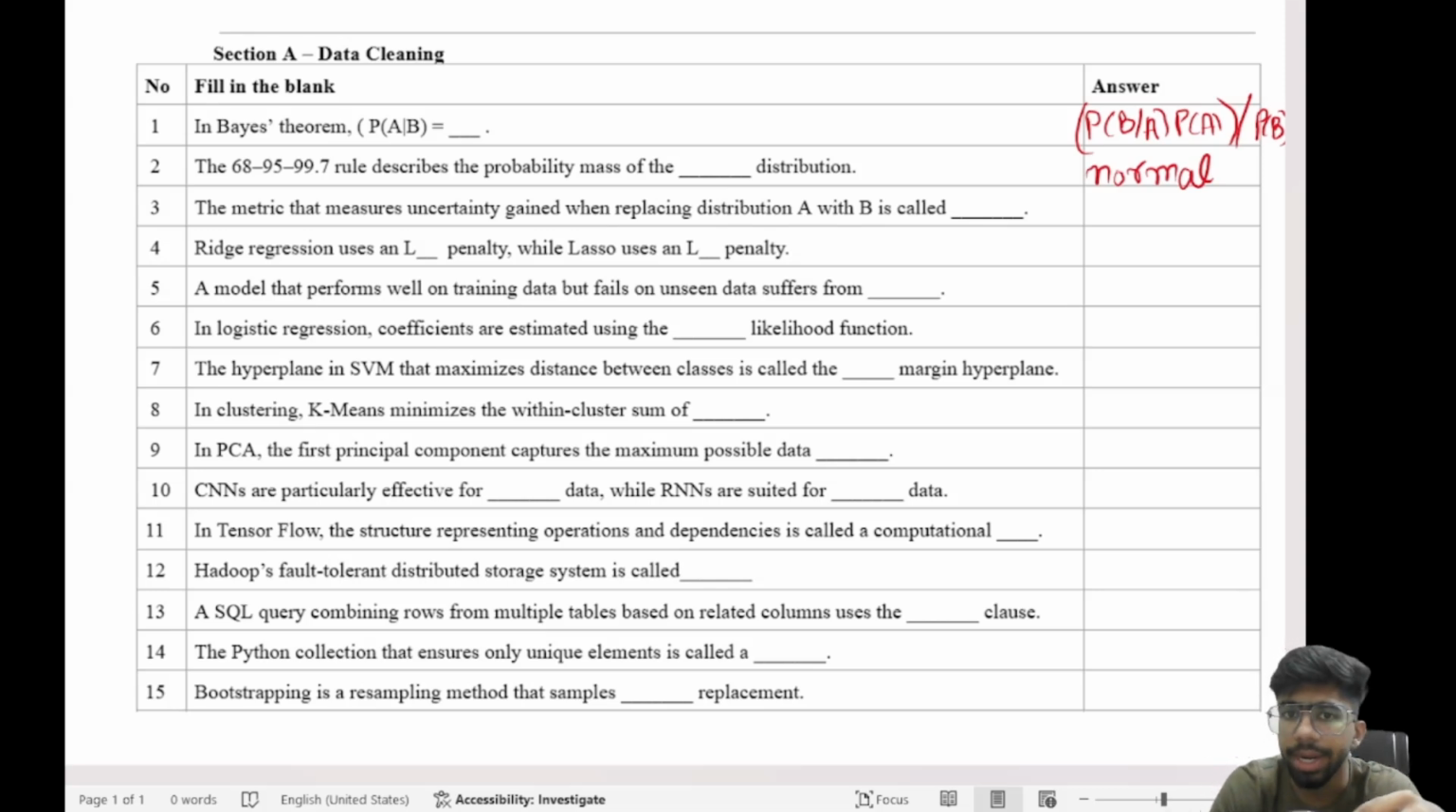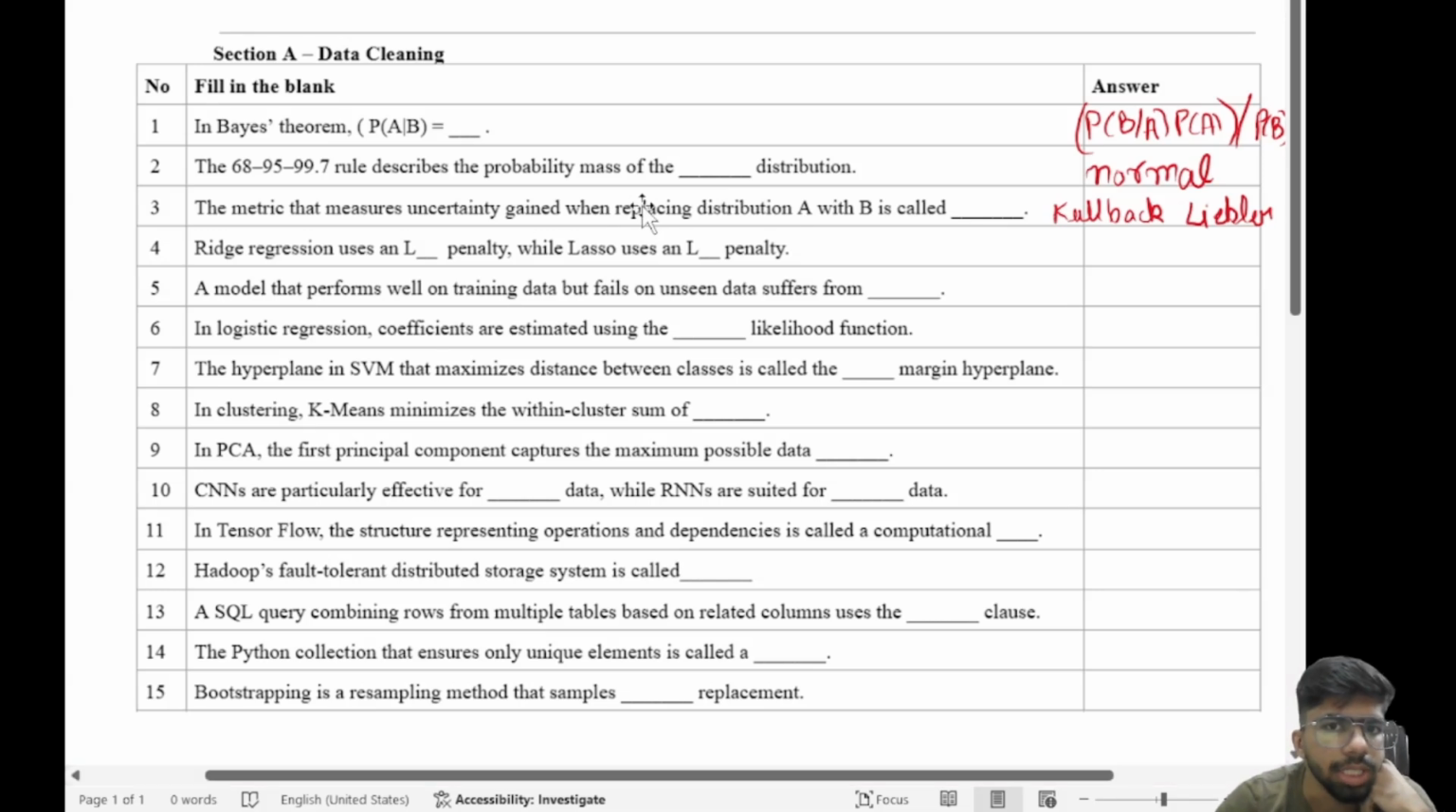Examples of where it is used are variational autoencoders, language models, information theory, and reinforcement learning. KL divergence of 0 means the two distributions are identical. The larger the value, the more mismatched they are, meaning your model is learning in an inaccurate way. So the answer is Kullback-Leibler divergence. Moving on to the next fill in the blank.